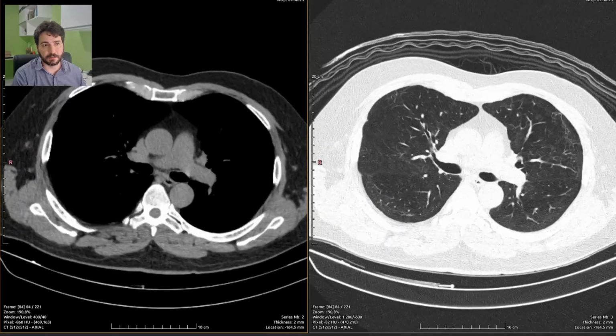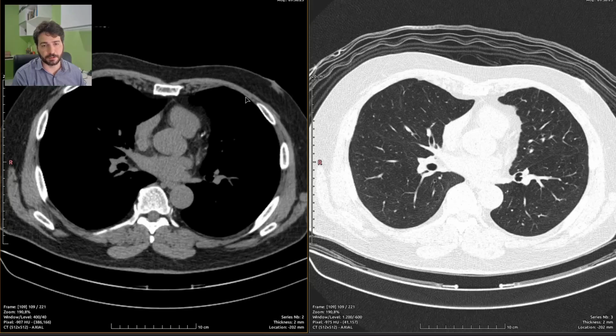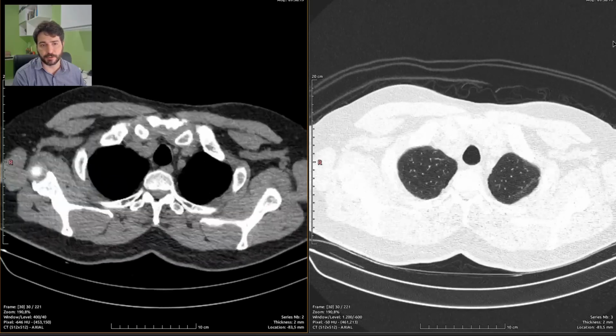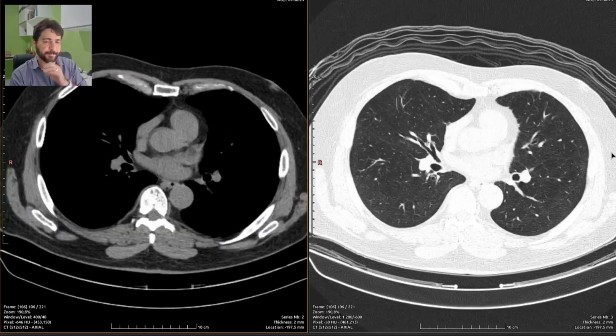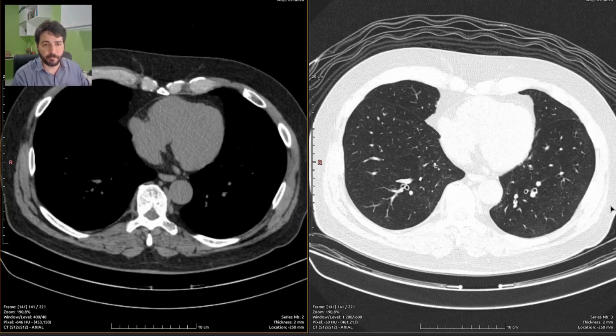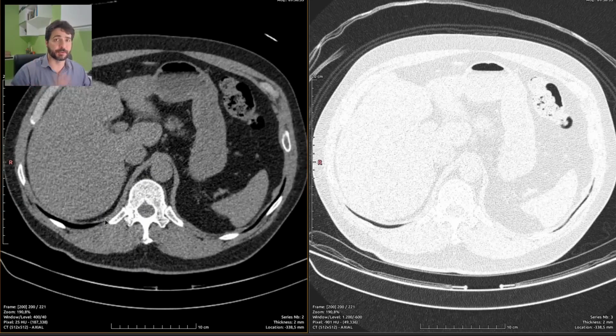Really tiny. I could even let it go, but this is actually showing much more easily than on the right side, so I'll report it. And this is it. This is what we have for this patient. So I'm going to report this case.